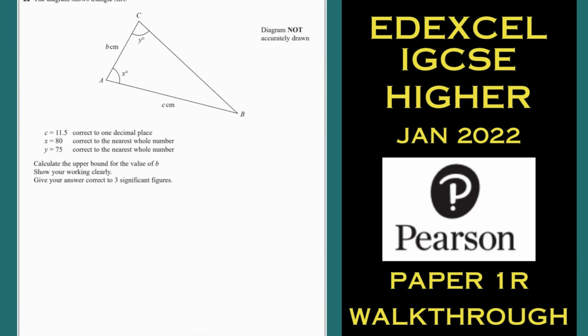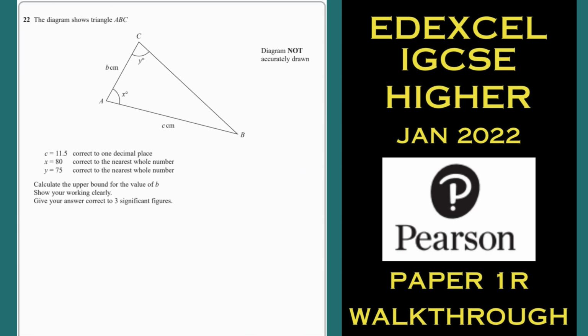Number 22. Horrible in my opinion, but let's just stick with it. Very much got to go logically on this one. The tough bit is that you actually want this angle here. Okay, so let's not forget that angle there is 180 minus the other two. That will come into play.